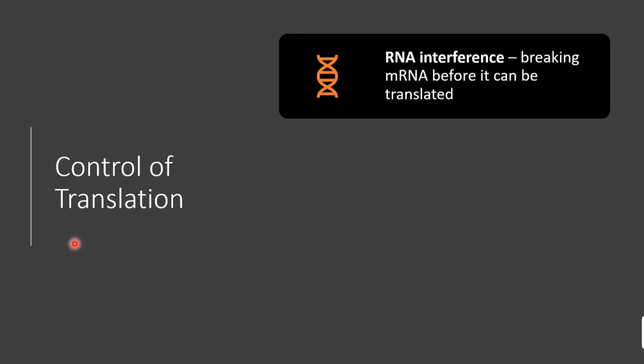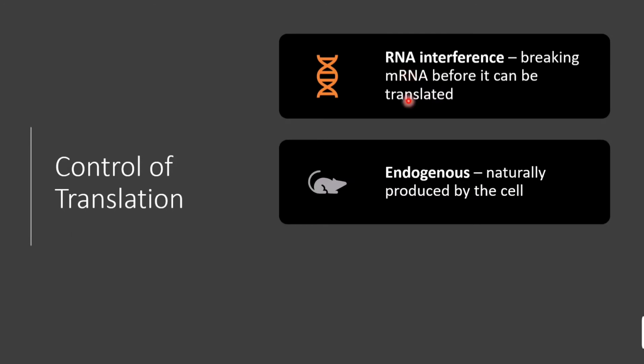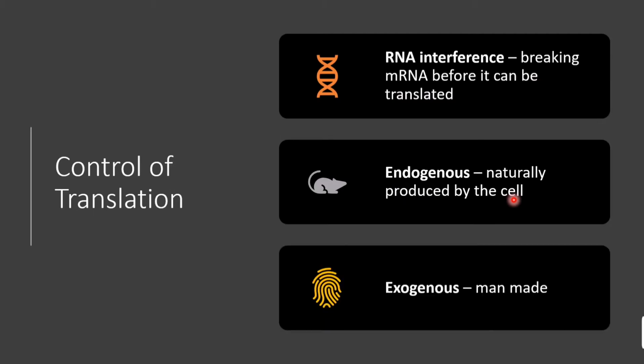So now we're going to move on to controlling translation. And the key terms here are RNA interference. So this is breaking mRNA before it can be translated. So this is important. mRNA comes to the ribosomes to be translated into proteins, and by controlling translation, RNA interference chooses which mRNA are broken before they can reach the ribosomes to be translated into these proteins. Then there's endogenous, so this is naturally produced by the cell, and we'll see why this is an important definition in a minute. And there is exogenous, so this is man-made.